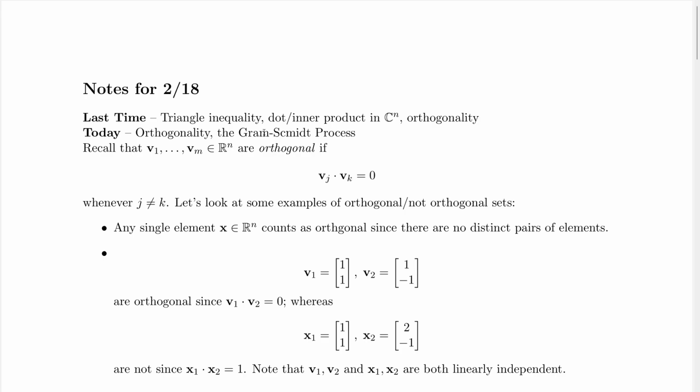Anyway, all right. Plan for today: we are going to continue the conversation on orthogonality, and after that, we'll then get into the Gram-Schmidt process. Good stuff. Okay. All right, last time we finished talking about dot products and inner products in CN.